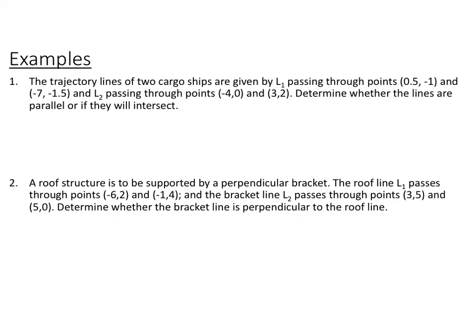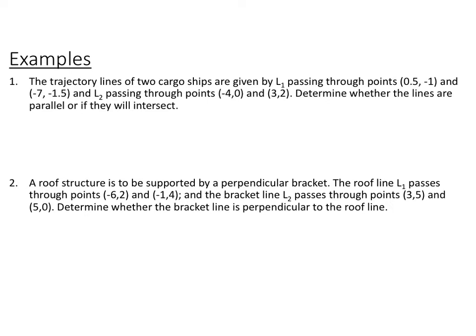So here are two examples. The first one has the trajectory lines of two cargo ships given by L1 passing through points (0, 0.5) and (-1, -7), and L2 passing through points (-1.5, -4) and (3, 2). So we want to determine whether those two lines are parallel or if these cargo ships are going to intersect.